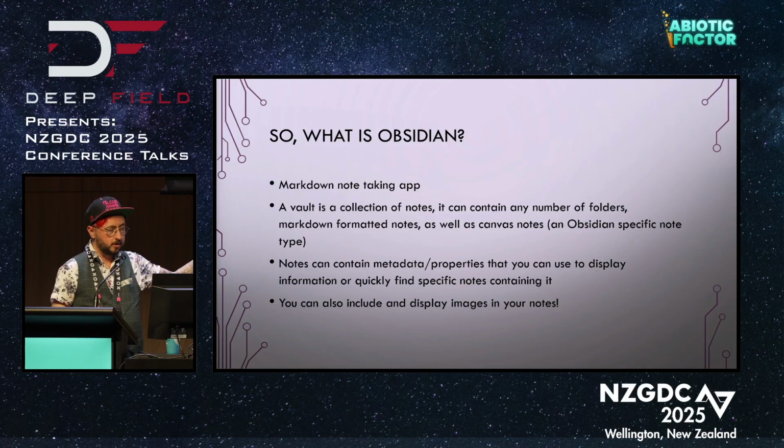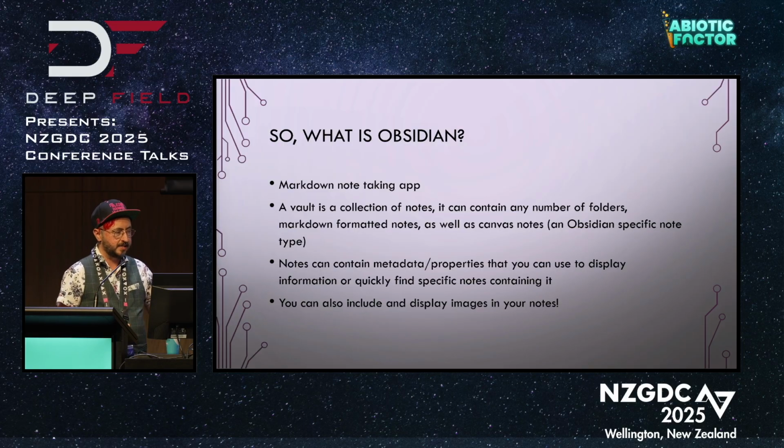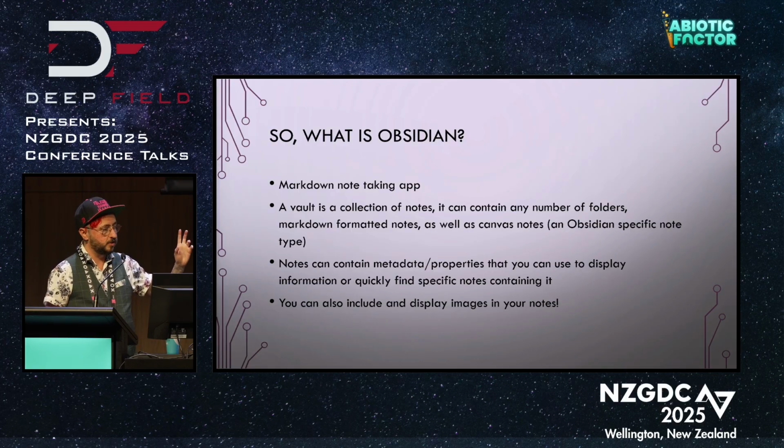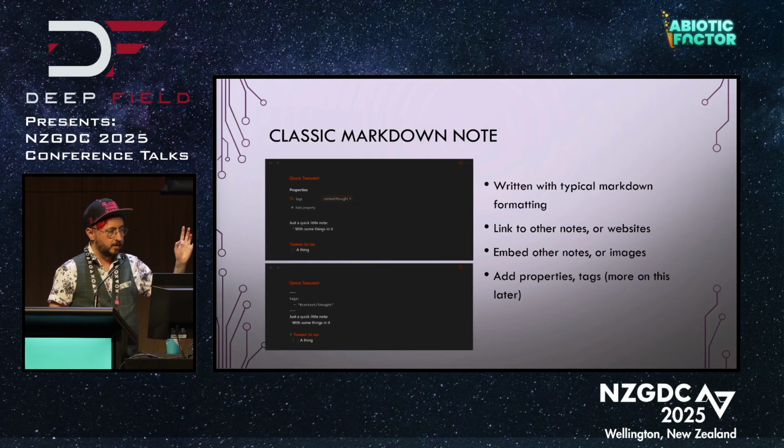And you can also include and display images in your notes. I get a lot of people asking me about that when they hear about Obsidian and it's a markdown note-taking app. They're like, yeah, but can I have an image in there? Yeah, you can preview images in it and you can just paste them in. It's great. But let's talk about note types.